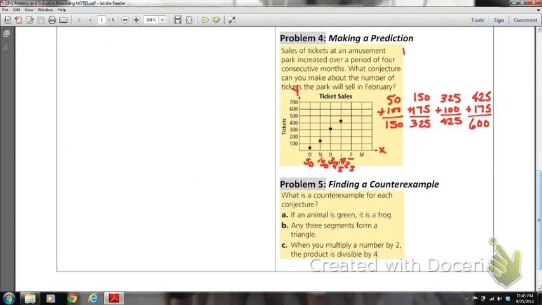So the answer to the problem is that the park will sell about 600 tickets in February.